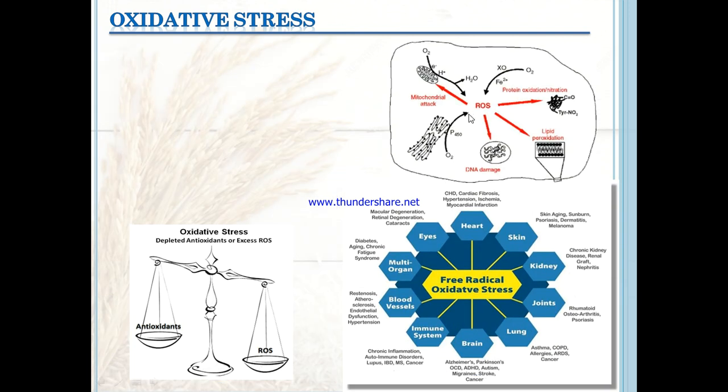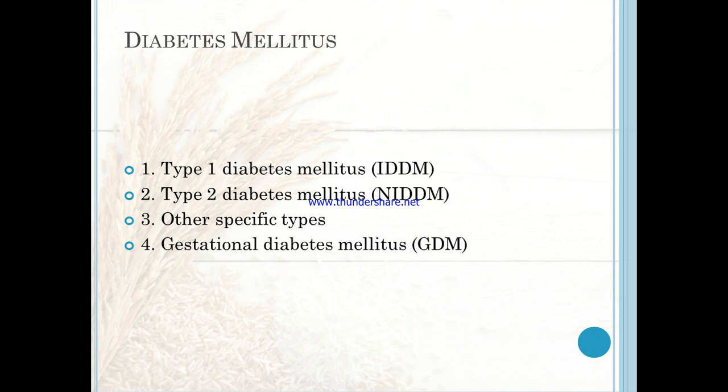As we have said, ROS can cause lipid peroxidation and damage of the DNA. They cause degradation of the mitochondria, and may also cause protein oxidation. Similarly, free radical induced oxidative stress can cause damage to the heart, skin, kidney, joints, lungs, brain, immune system, blood vessels, eyes, etc., and can be involved in the pathogenesis of different diseases.